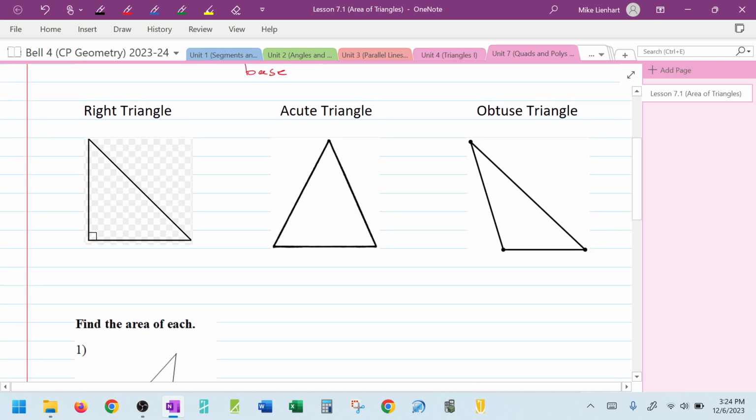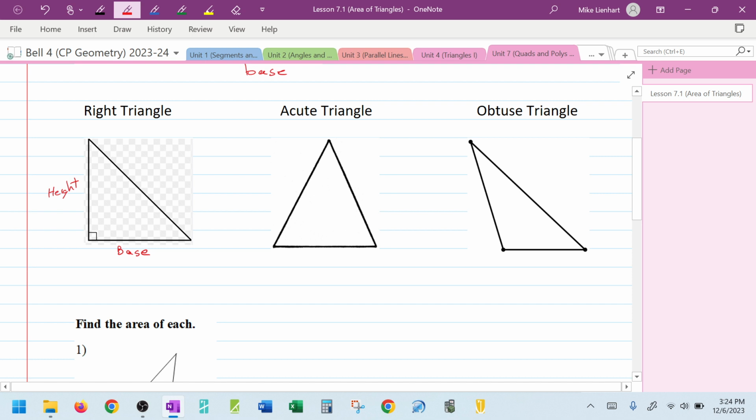So let's start with a right triangle. We know that a right triangle has a right angle down in this corner. So that means that we're going to look at the base as being this bottom part here and this left side as being its height. Okay? So in a right triangle, the legs make up the base and the height.